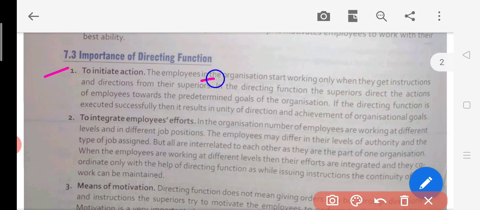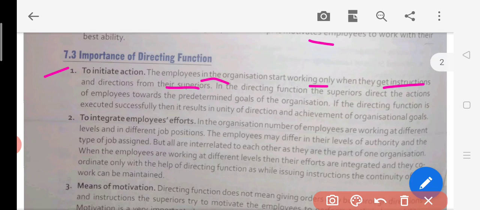The employees in the organization start working only when they get instruction and direction from the superiors. Okay, so when the employees get the orders from the boss, they will start working. That's why this is the importance. Because see, plans are already decided by the company. Now according to those plans, you will have to give some orders to these people or employees, so that they will start the work. So this is the first importance.